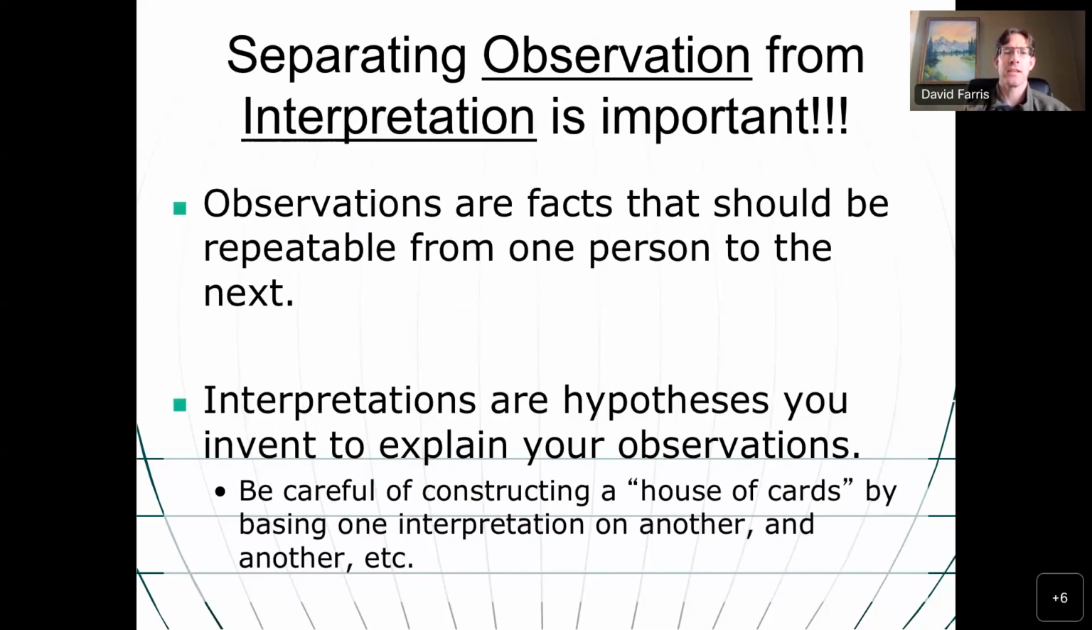Another thing with science is you want to separate observation from interpretation. Observations are observable facts that should be repeated from one person to the next. And it shouldn't matter who's making the particular observation. Then you have your interpretations, which are hypotheses that you invent to explain your observations. These can differ from one person to the next. And so you want to make sure that you don't mix these things. Particularly for people starting off in science, mixing observation with interpretation is a big thing that people struggle with.